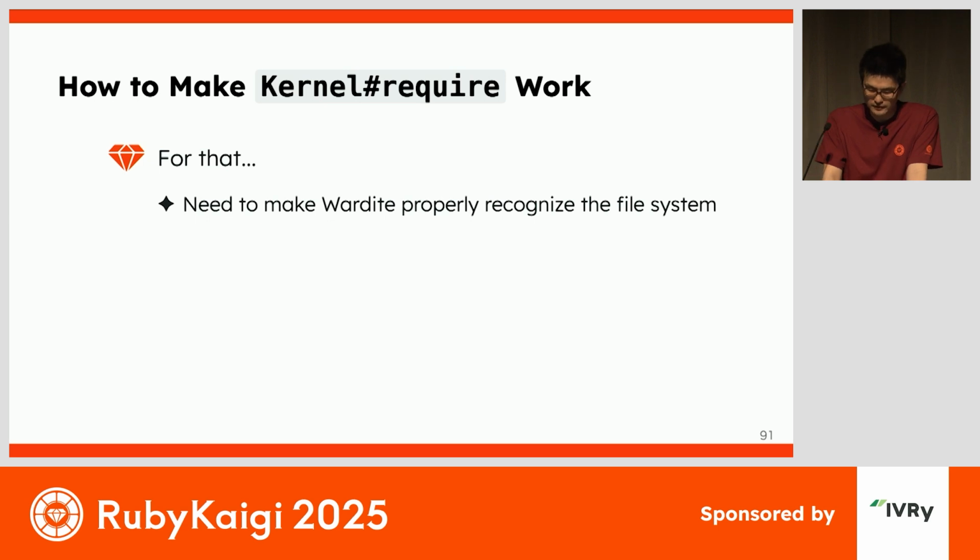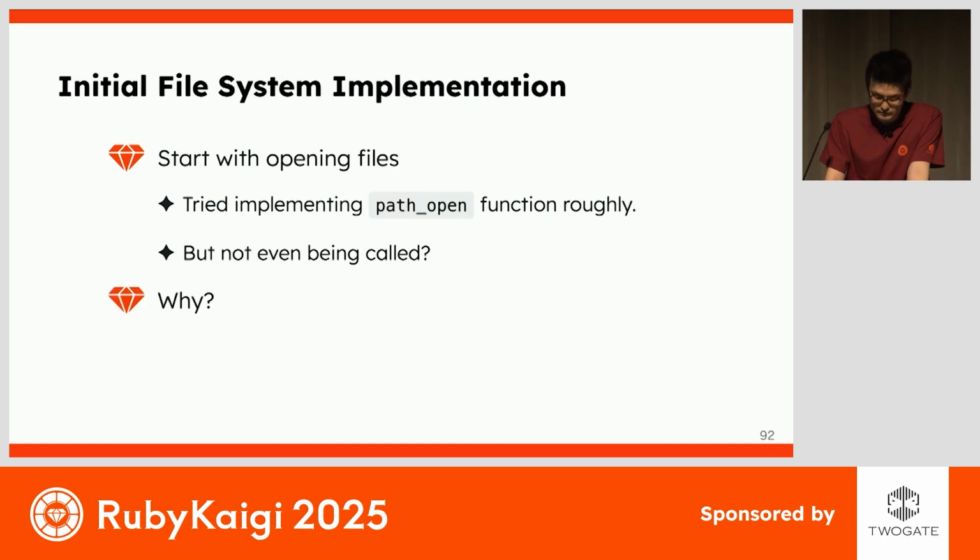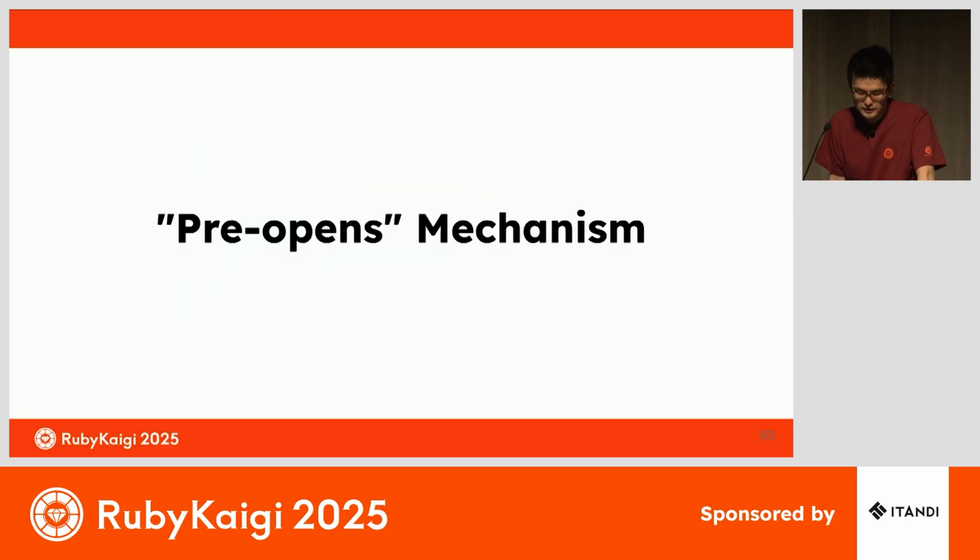To do this, we would need to recognize the file system collectively. So I tried implementing the file system handling functions. Initially, I crudely tried to make the path open function work, assuming it would be called, but that function wasn't even being called. Why? Because I need to correctly implement the pre-opened mechanism first.